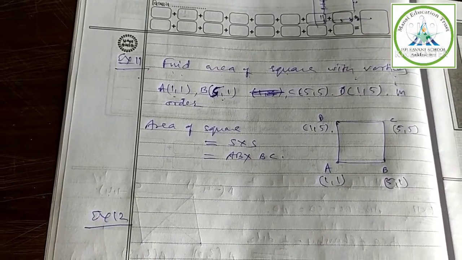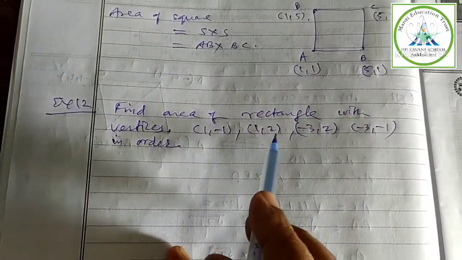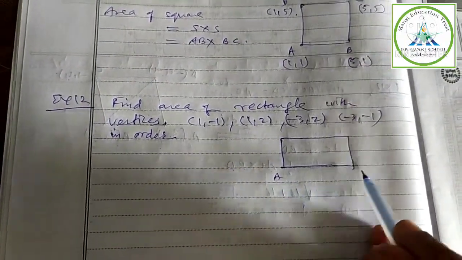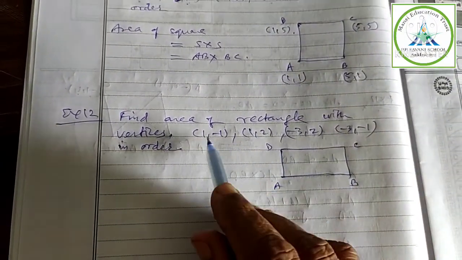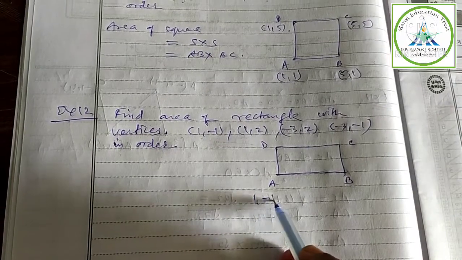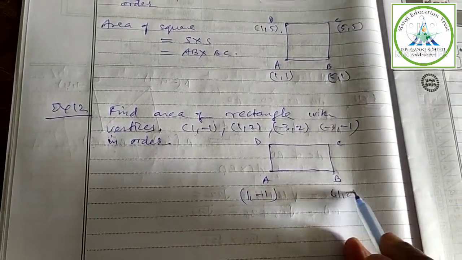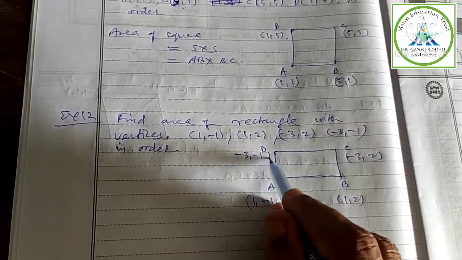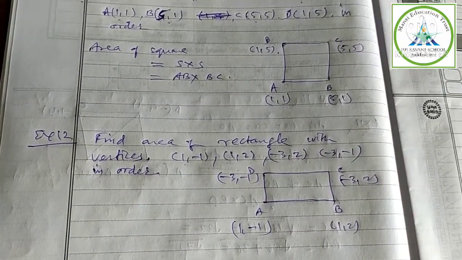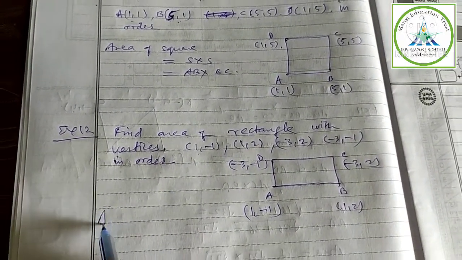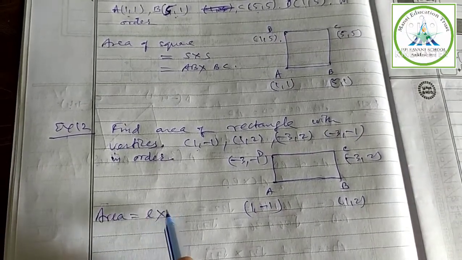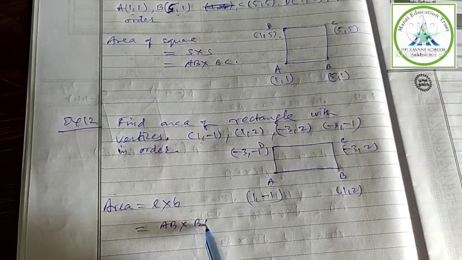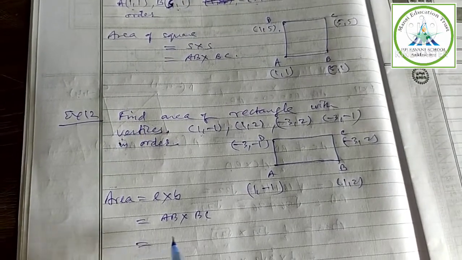I am giving you an example of a rectangle. Okay? This is a rectangle. So draw a freehand diagram to understand, give order. Say A, B, C, D. You are given 1 point, 1 comma minus 1. Second is 1 comma 2. Third is minus 3 comma 2. Fourth is minus 3 comma minus 1. Okay, students? Now please, you know the area of the rectangle formula. Area equal to length multiplied by breadth. So you can take length AB multiplied by breadth BC. Okay, let us find this AB.